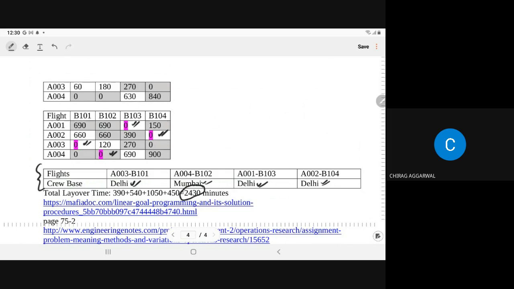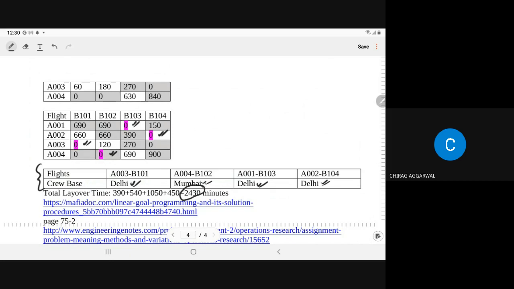So sometimes we have a problem like this also. So first we have to convert the given information into the assignment problem. Chirag, clear? Siddharth? Yes, sir. So it is an important question.